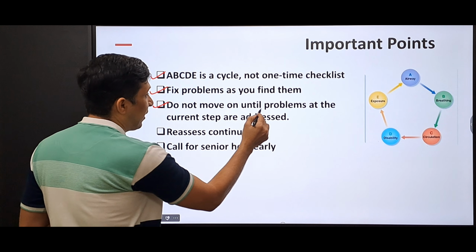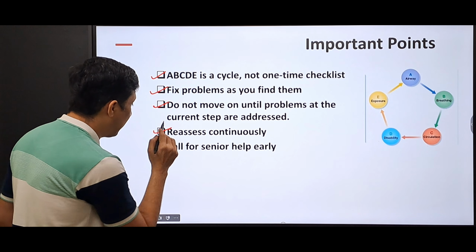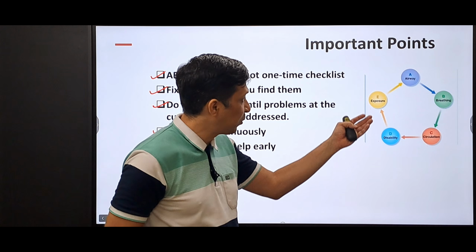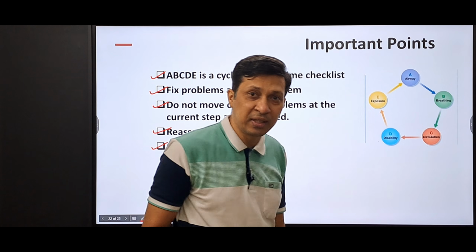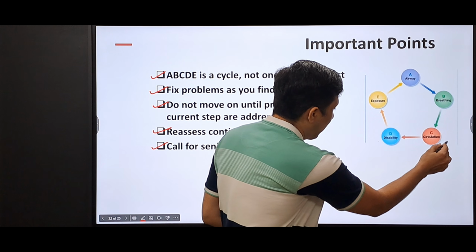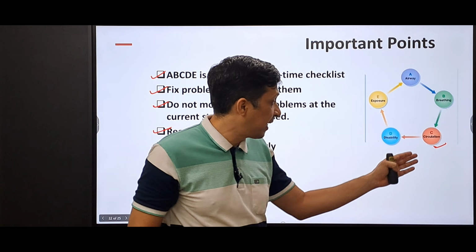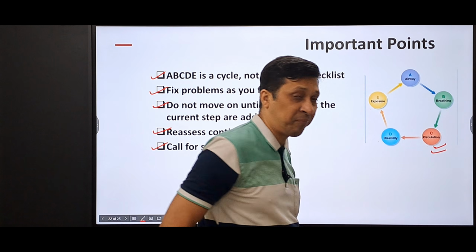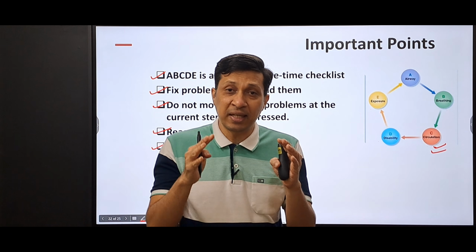Do not move until the problems at the current step are addressed, and reassess continuously and call for senior help early. For example, now you are going through these steps, and in circulation you see that the patient is bleeding. You check the bleeding, and then you go to disability, exposure, airway, and suddenly you realize that the patient is having arrhythmia. Then you have to again come back to see and manage the arrhythmia. In this way, this is a continuous process. It is a cyclical process till the patient is managed.